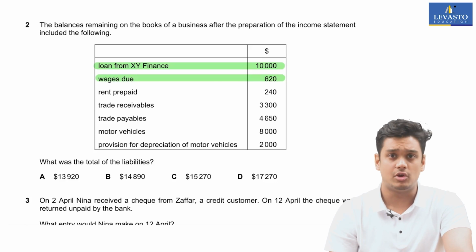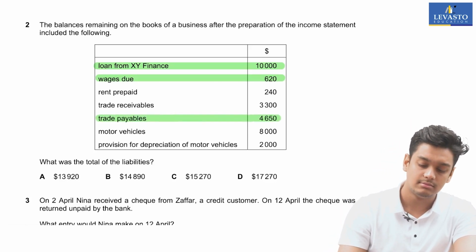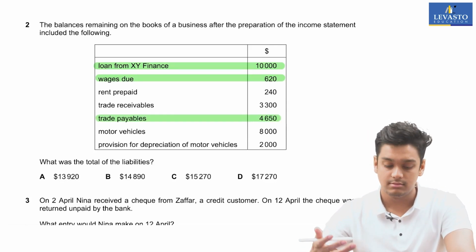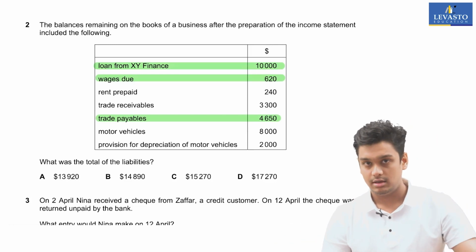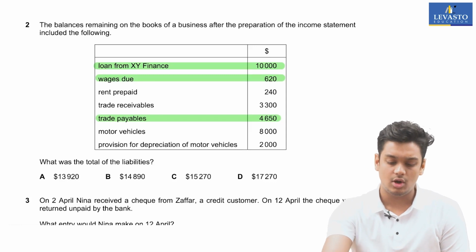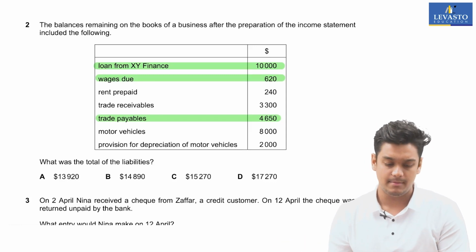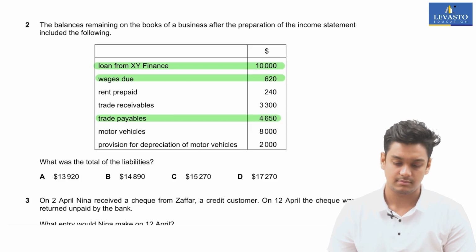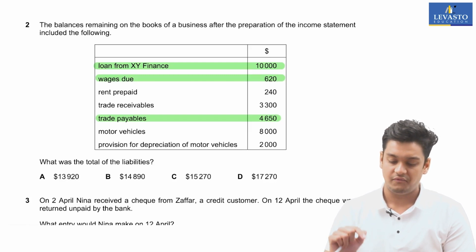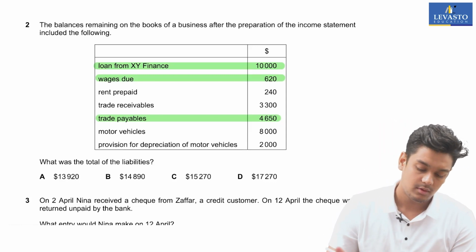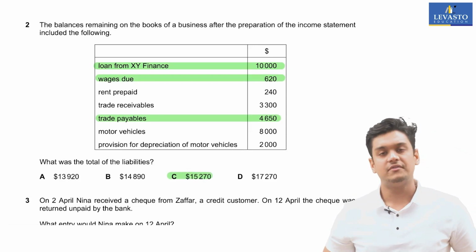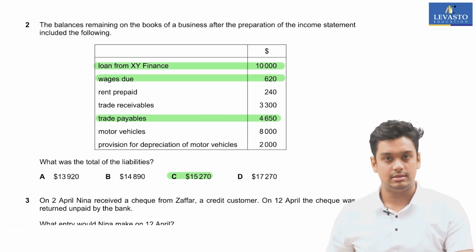Trade receivable is an asset, that's your customer. Trade payable is a liability. Motor vehicle is an asset. Provision for depreciation, let me explain that in a while. Now, based on the calculations, let me just make a few additions from that. 1000 plus 620 plus 4650 adds up to 15,270.